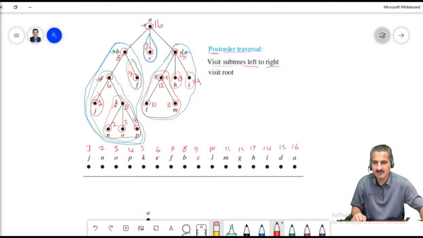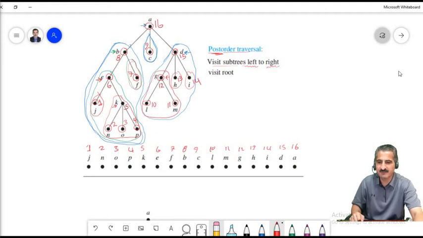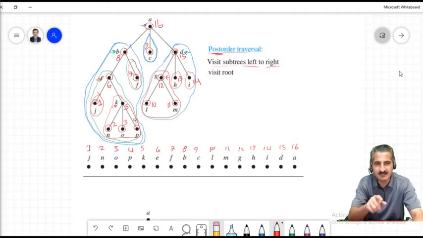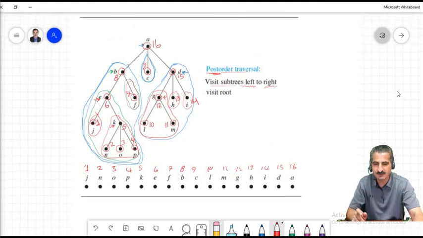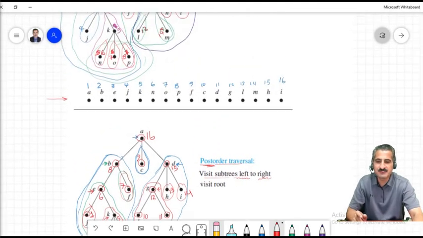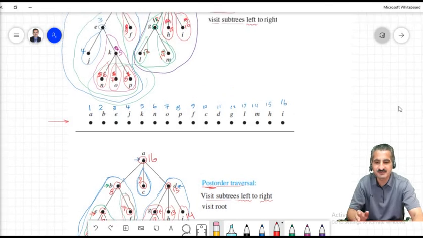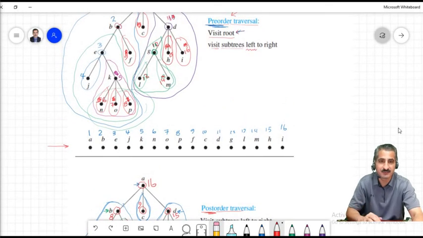Okay, so this is the post-order traversal. It says visit the subtrees from left to right and then take the root. But the pre-order says take the root and then visit subtrees from left to right. Okay?